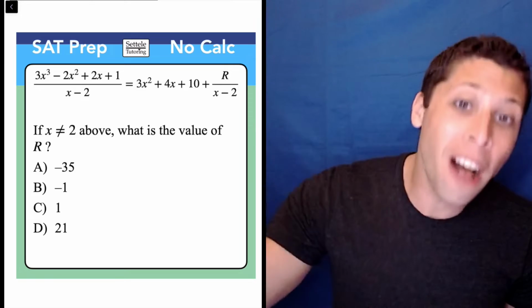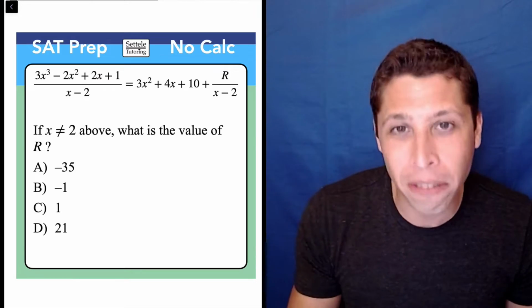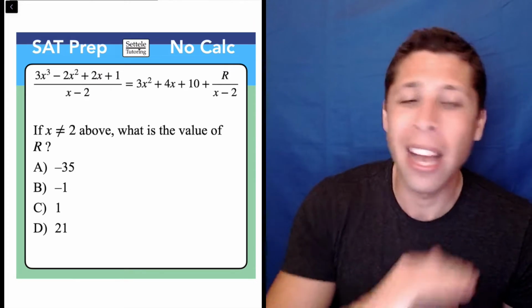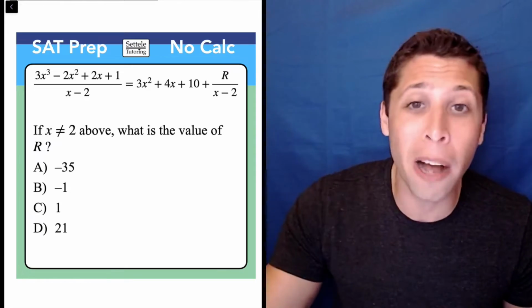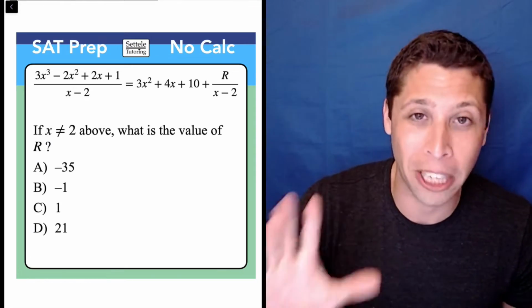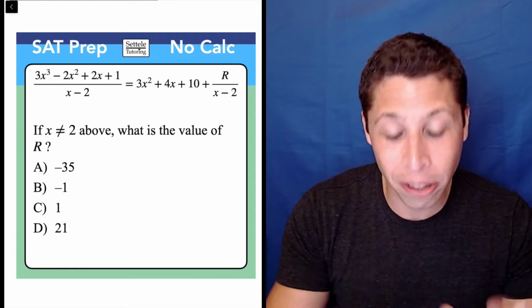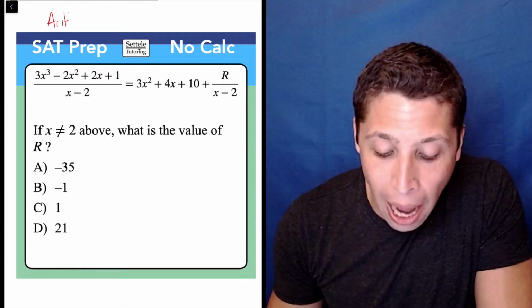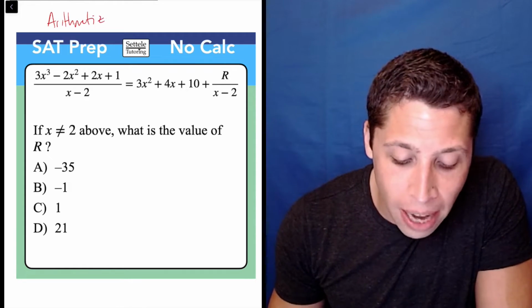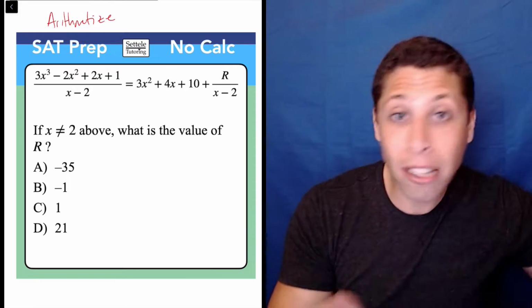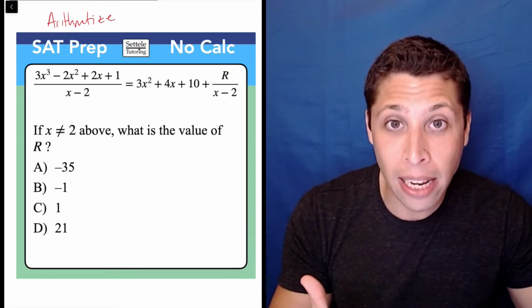Now, we could solve this by doing something called synthetic division or long division of polynomials. I am not going to teach it because it is so dumb, and it's also very, very prone to careless mistakes. The best way to handle this is our favorite strategy for complicated algebra: arithmetize. Take the algebra and magically turn it into arithmetic by picking a number.